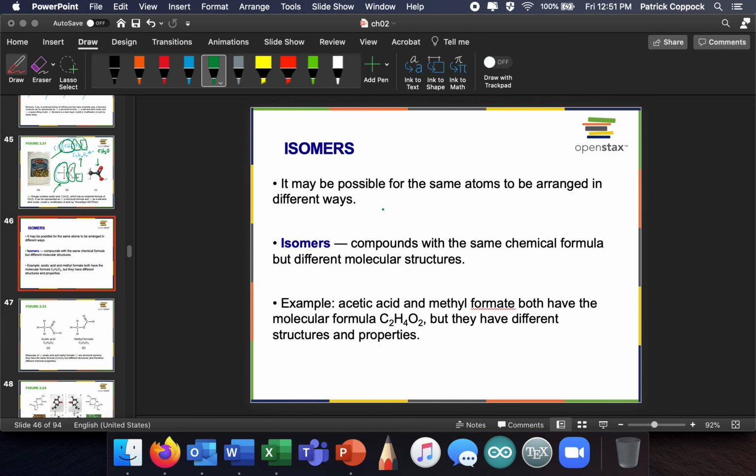Now, isomers is a term, we won't use this a whole lot this semester. This is really more in organic chemistry. It's possible sometimes to have different arrangements for the same molecular formula. Methylformate, so acetic acid looks like this. Here's the structural formula for acetic acid, right? I know because I draw this a lot. And methylformate looks like this.